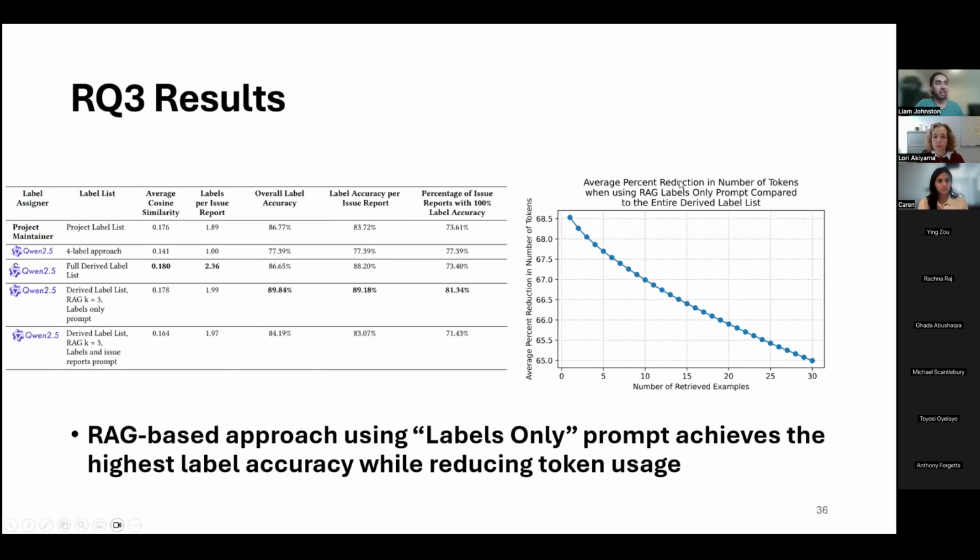And the other thing with the RAG labels only prompt is that because it's only using the validated labels from historically labeled similar issue reports, the prompt size is a lot less. So you can see here that from k equals 1 to 30, we see a reduction in prompt size from about 68 to 65%. So that means we're using less tokens, and that's another added benefit of using that approach versus passing all 275 labels.